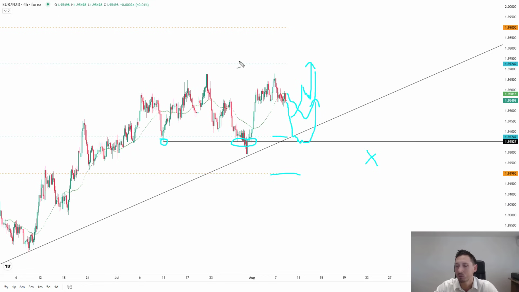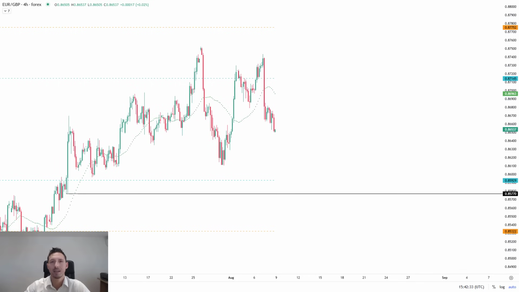Profit taking target next week is 1.97249. Okay, the next pair we're going to look at is Euro Pound. Now, on balance, I do favor long positions in Euro Pound.